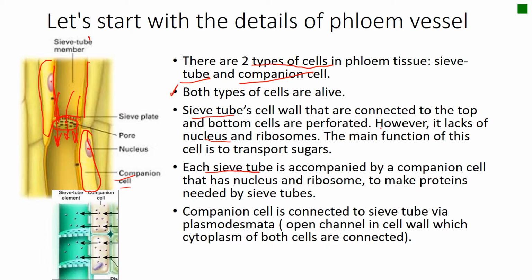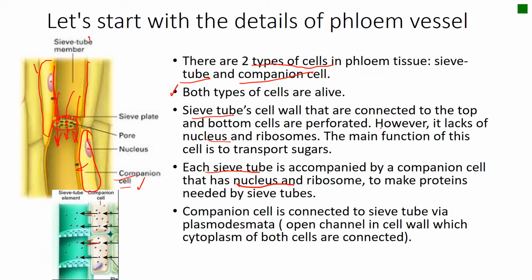Now, each sieve tube is accompanied by a companion cell, like what I said before. This for the upper one, for the lower one, and they still have a nucleus and ribosomes to make protein needed by the sieve tube. So they have to cooperate together. Then maybe you ask, how can they transport the protein that is produced by the companion cells to the sieve tube? Basically the sieve tubes and companion cells have holes that make them connected, called plasmodesmata.